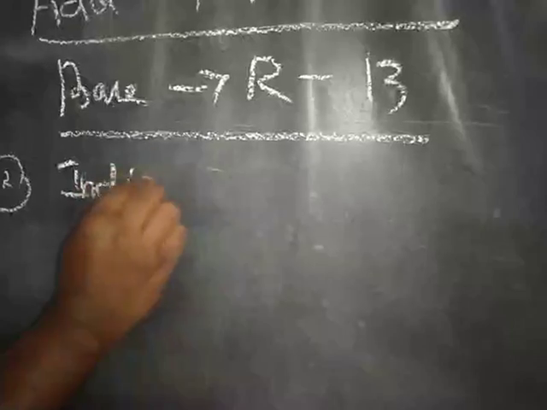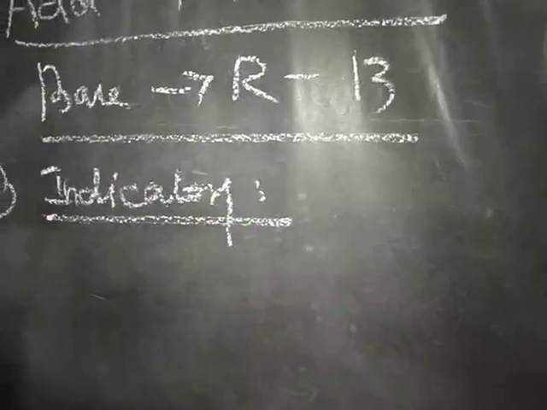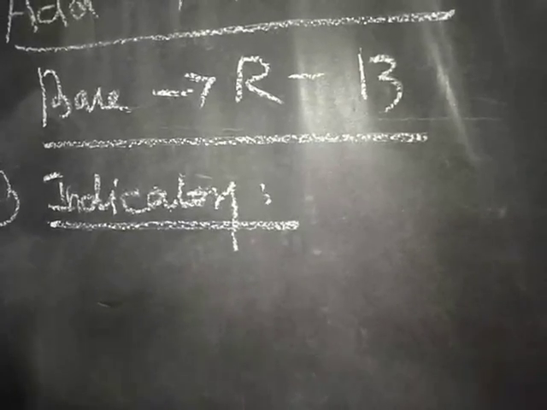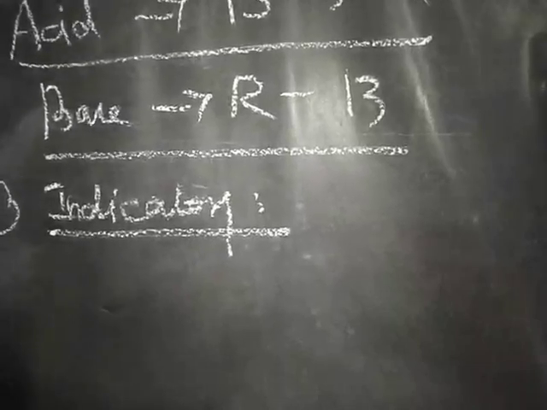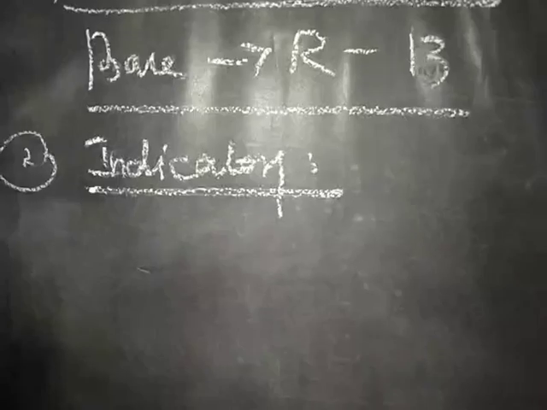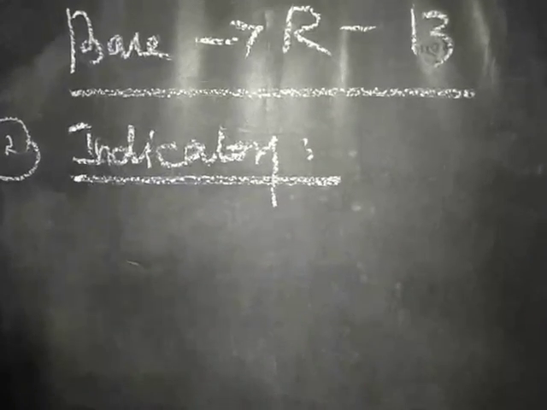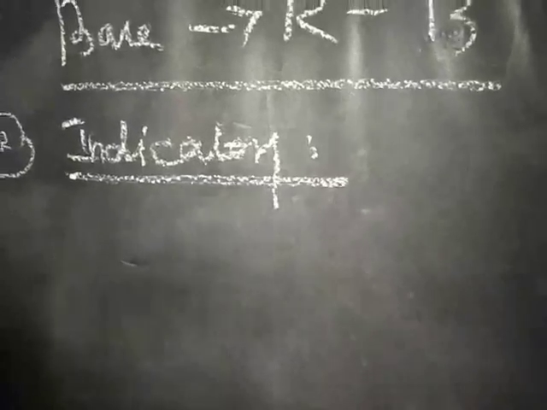Second one, using indicators. Indicators we have already studied. It is a group of compounds. We add it into the solution of acid or base, and based on the color change, we can identify whether the given solution is acid or base. An indicator is a group of compounds showing some characteristic change when added to an acid or base.